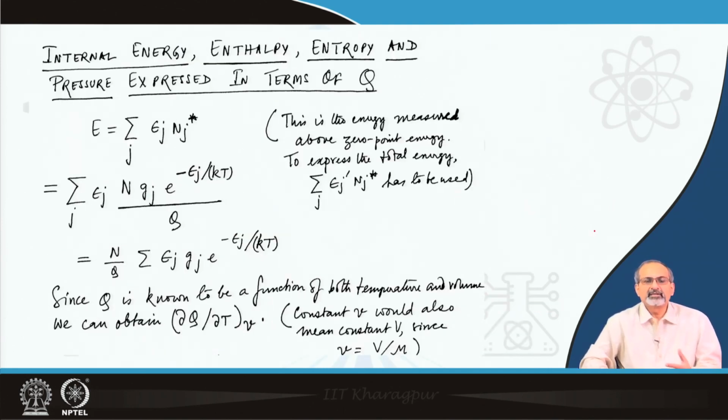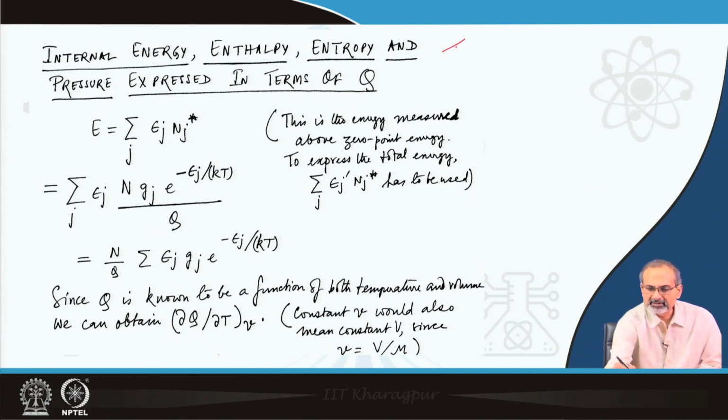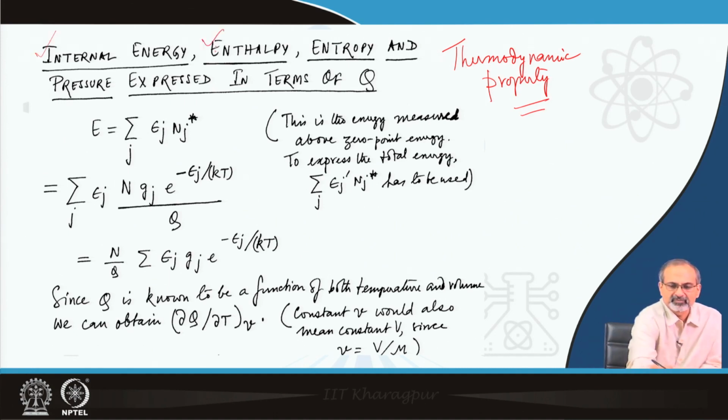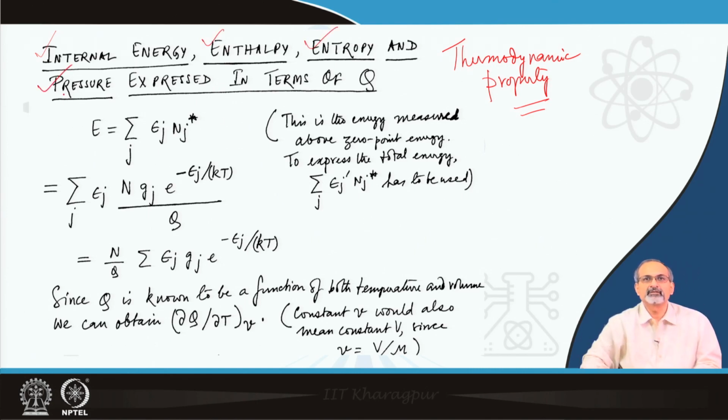If you are now interested in expressing different thermodynamic properties in terms of the partition function, we pick different thermodynamic properties like, say, internal energy, enthalpy, entropy, pressure, some of the more important ones, and then we try to express them in terms of Q. What would be the process or what would be the approach that we follow?